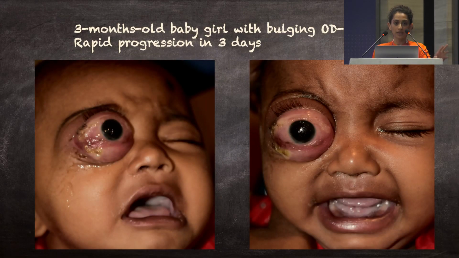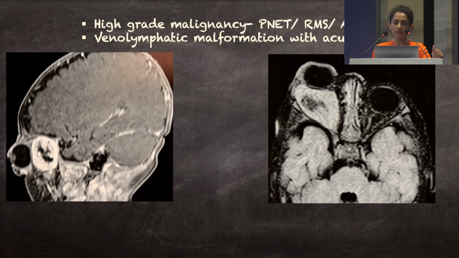This was a child who was referred from Bihar, treated for orbital cellulitis, rapidly progressing. This bulging happened in 10 days, and in the train journey that they had, 2.5 days, they say it got really, really bad. When we did the imaging, it was not looking like an orbital cellulitis. There is a large space occupying lesion here. In a child presenting with this kind of lesion, obviously PNET is something that we would consider.